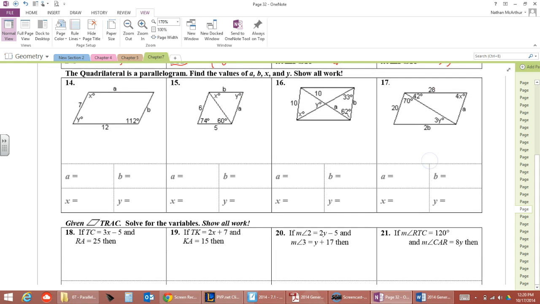The quadrilateral is a parallelogram. Find the value of AB, X, and Y. A is opposite 2, B is opposite 7, so B is 7. X is opposite 5, so X is 5, and then Y is 2.